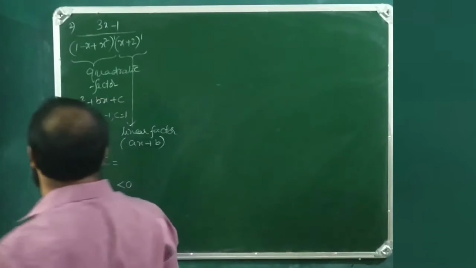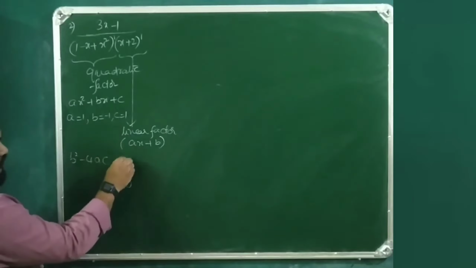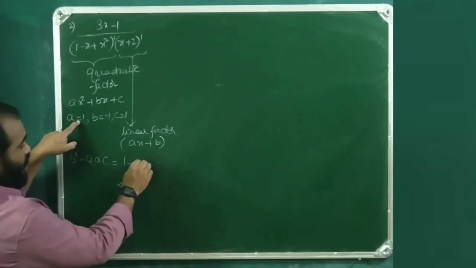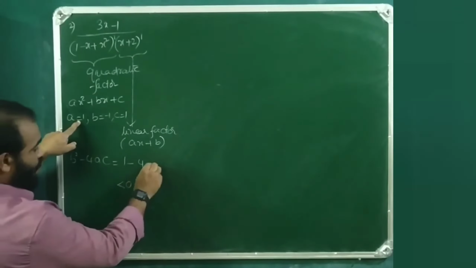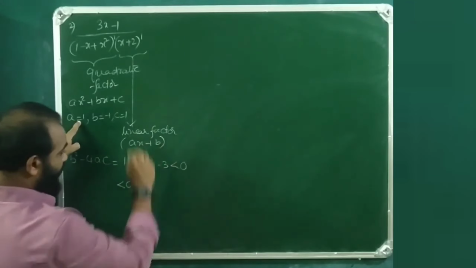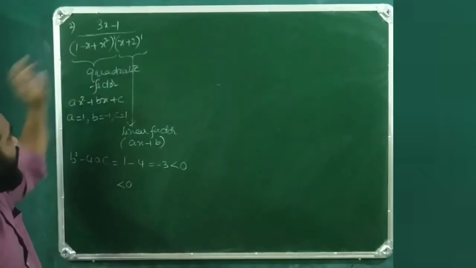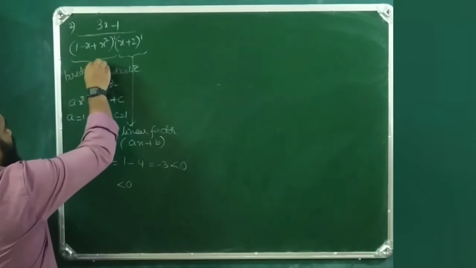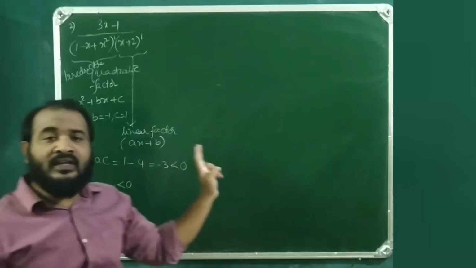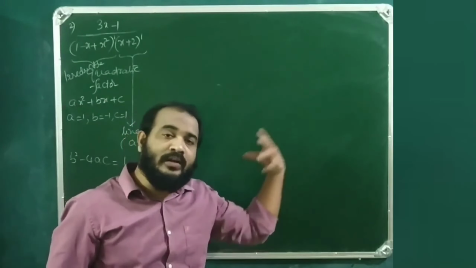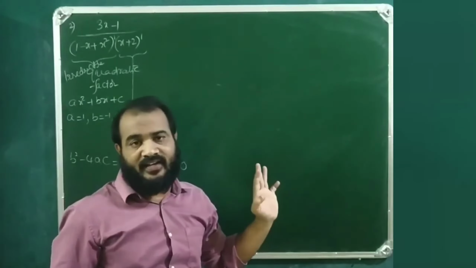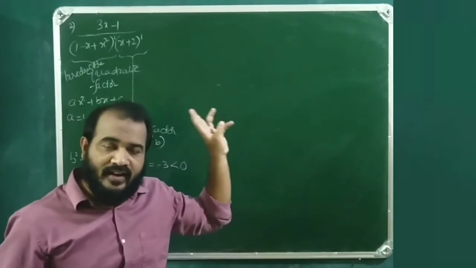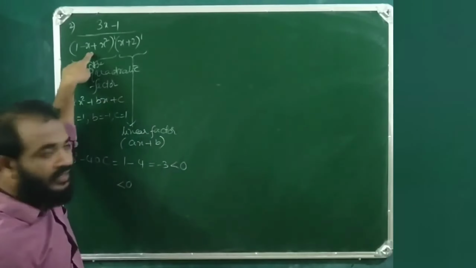Okay, so that is what we have to see. So b square minus 4ac is minus 1 square is 1, minus 4 into 1 into 1, so minus 4. 1 minus 4 is minus 3. Minus 3 is less than 0. Therefore, this is irreducible. So type 3 deals with the irreducible non-repeated quadratic factor.